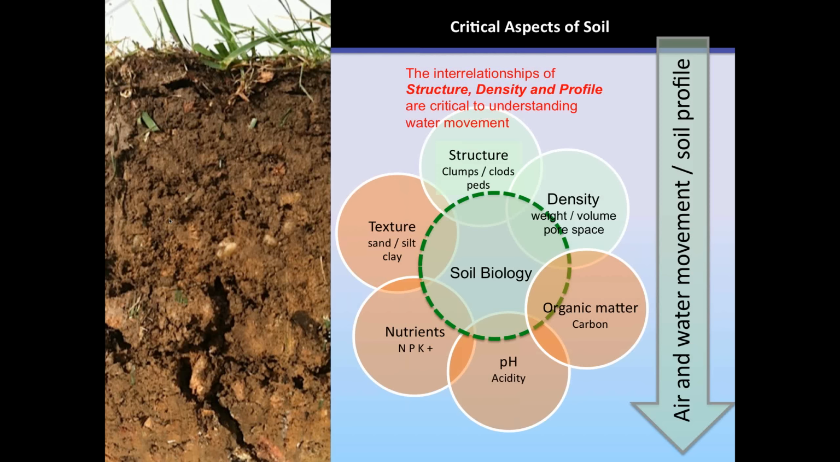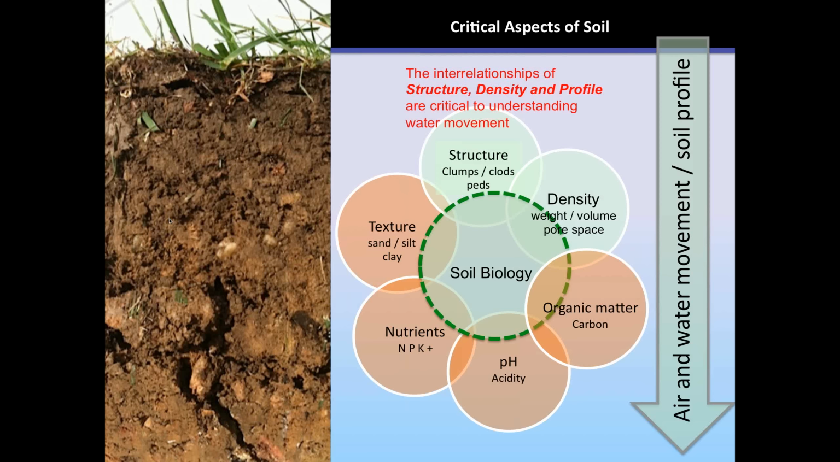So these physical aspects of soil, when we talk about soil, we most often start with the texture of the soil, which is basically just the sand, silt, and clay. And we look at nutrients and pH and organic matter, and that's pretty much where our thoughts of soil stop in most soil specifications. But there are two other physical aspects of soil, the structure, how the soil is stuck together, and the density of the soil, how much it's actually compacted, and also how air and water moves through the soil column or the soil profile, and the soil biology.